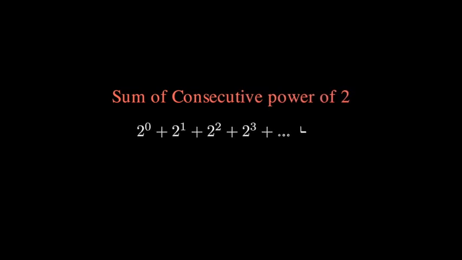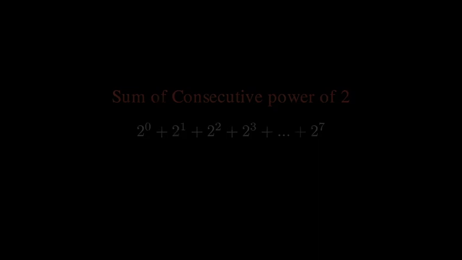To start off, let's look at the sum of consecutive powers of 2, starting from the 0th power and going up to the 7th power. I want to introduce you to a square with side length 1. This square is representing any base raised to the power 0. Throughout the video, I'll call it the unit square, and it will be the starting point for all of our visualizations.